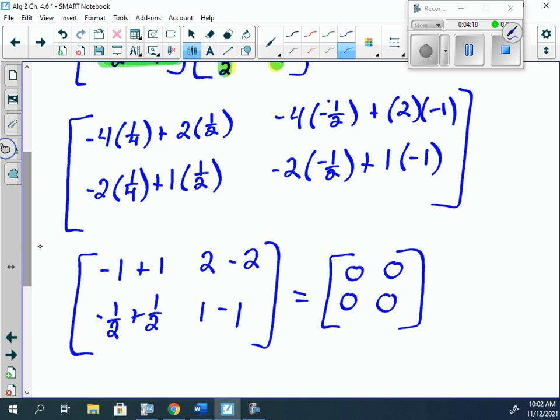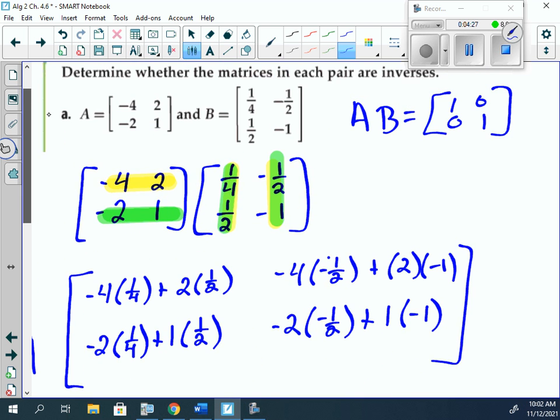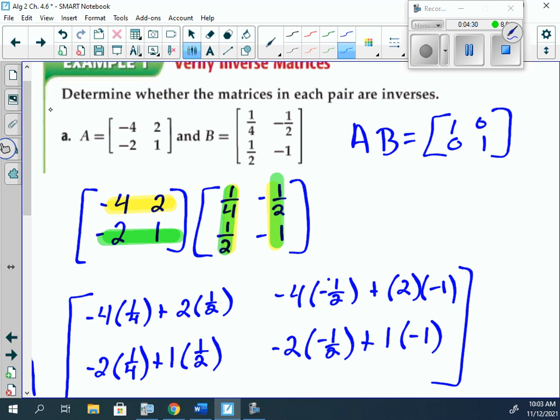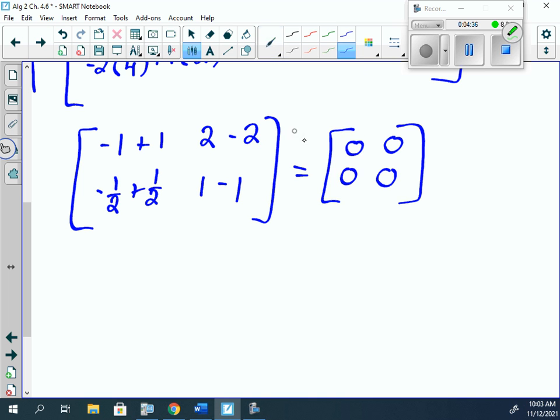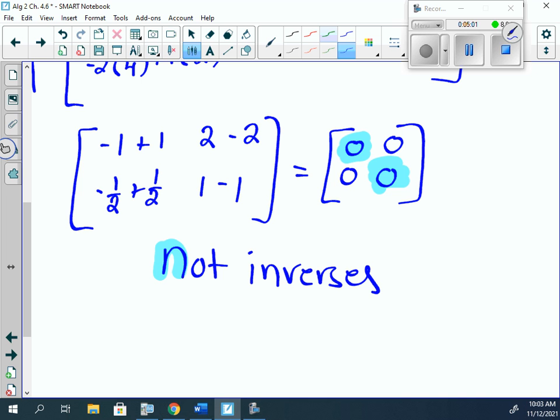So are these two inverses? No. Because what are we looking for? We're looking for the identity matrix. So this here, well, really we needed these two zeros here to be ones. Because if they were ones, then it would be the identity matrix, and these would be inverses. But since it's not, these are not inverses. No, they're not inverses of each other.